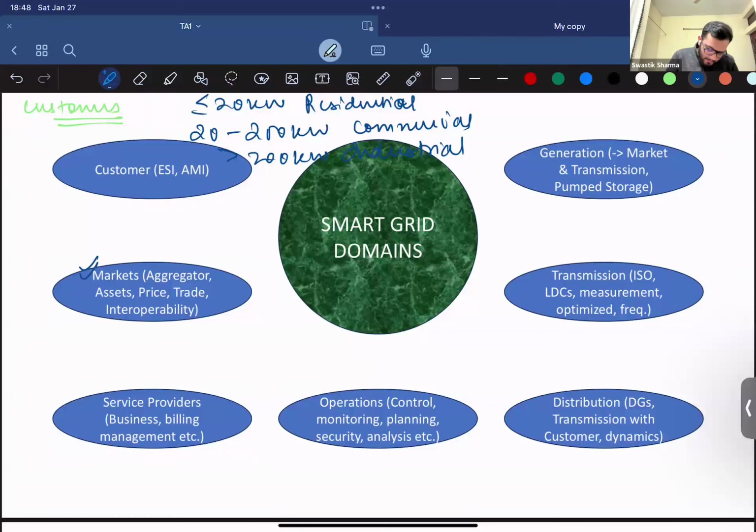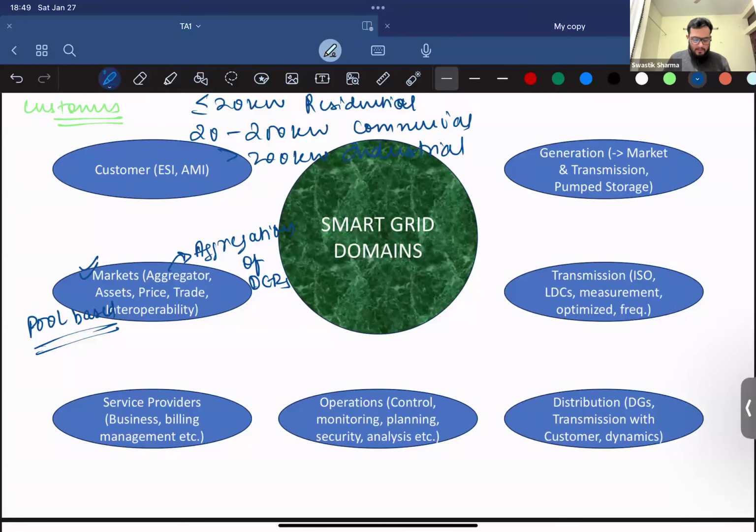Then we have markets. The markets are generally pool-based. What is pool-based is that different customers or consumers or buyers and sellers come into a place. They put in their bids and offers, and based on those bids and offers, uniform market prices develop. So this market is especially developed for aggregators. These aggregators basically aggregate various distributed energy resources. Aggregation of DERs at the distribution domain.